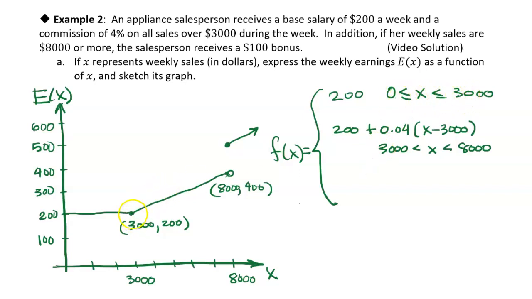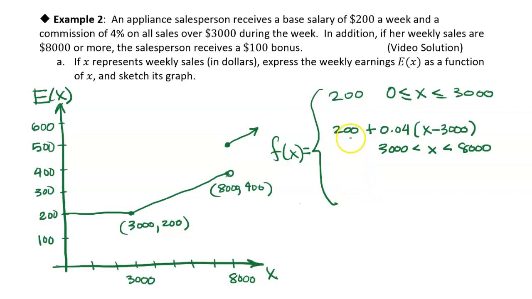Now in this graph, these two pieces meet up at the point 3,000, so it doesn't really matter which function I use. But since I already included the point 3,000, sales x equals 3,000, in the first piece of the function, then I won't include it in the second piece. All right, so that takes care of the middle piece of the function, and then we just have to take care of that last piece.